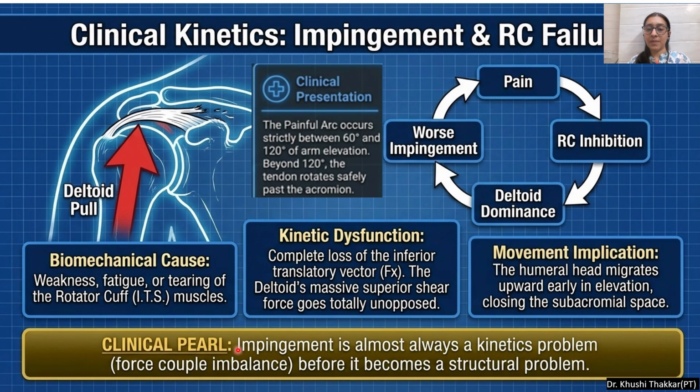Remember this for your rehabilitation, that impingement is not structural initially, it is always kinetics. We saw, right? There is muscle imbalance because of which the impingement is happening. So impingement is always a kinetics problem, a muscular problem before it becomes a structural problem. If this kinetics, muscle imbalance is not corrected, and motor control is not obtained properly, then gradually it will end up in a structural problem.